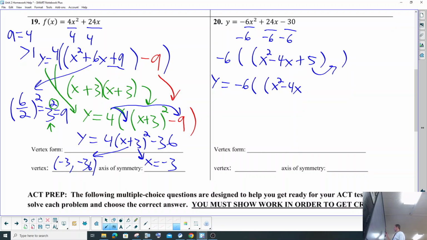Okay, so now we need to complete the square. And then we have our plus 5 still. But we'll eventually have to multiply that negative 6 back with the 5, okay? And get an outside value of negative 30. So I'm going to let you complete the process on that one.